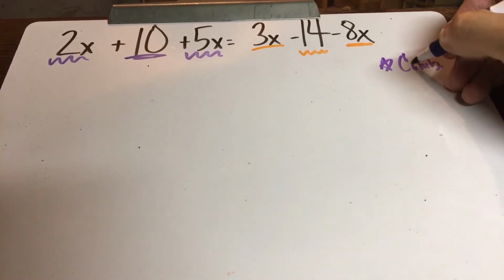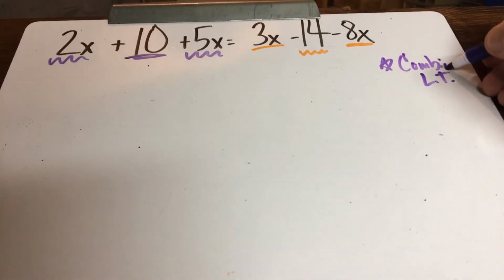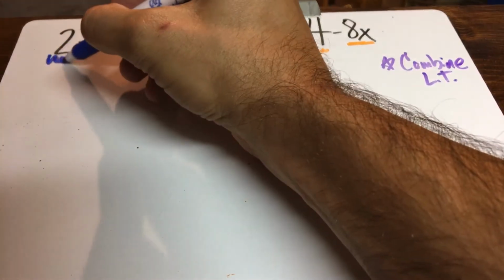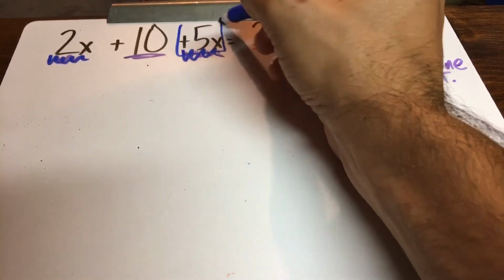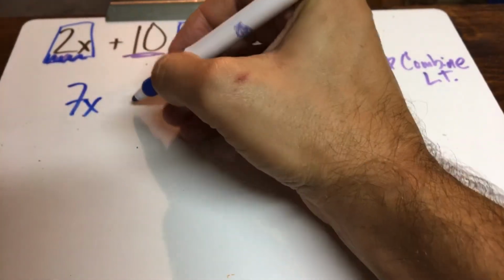I'm going to abbreviate that. Combine LT for like terms, right? Combine like terms. And so on the left-hand side, what is combinable? Well, these 2 have x's on it, right? 2x plus 5x. Remember, the symbol in front of it, the plus or the minus, is attached to it. So we have 2x plus 5x. 2 plus 5 is 7x's. The plus 10, I'm just going to drop it down.